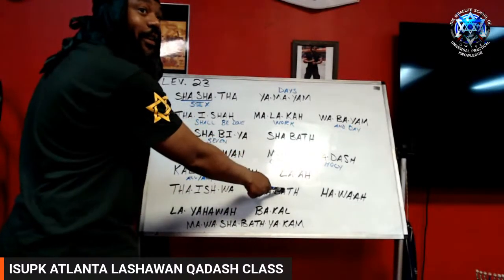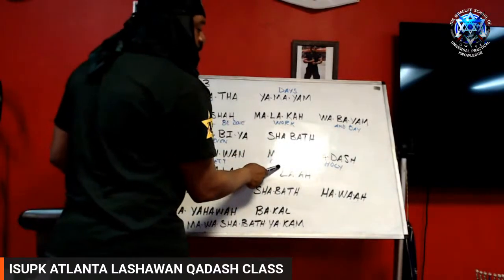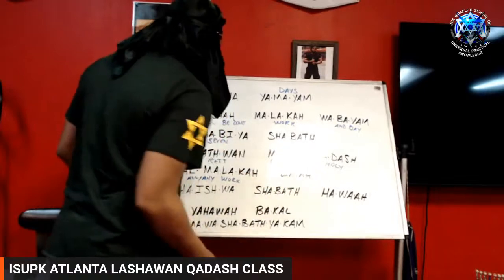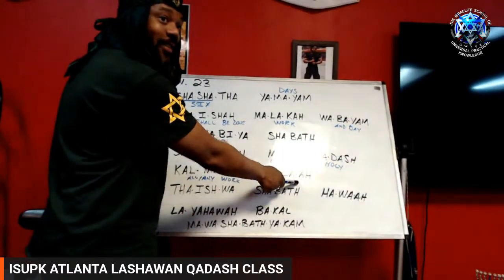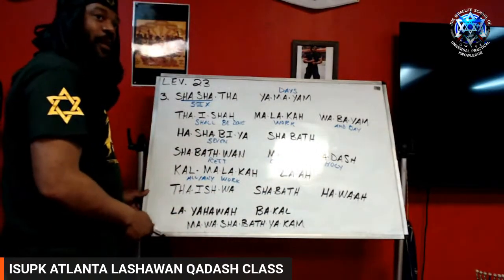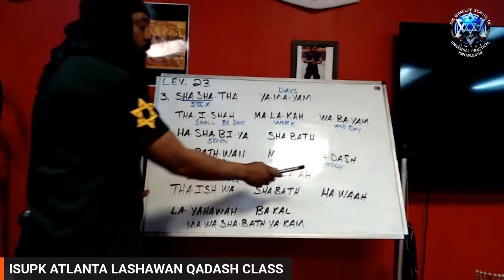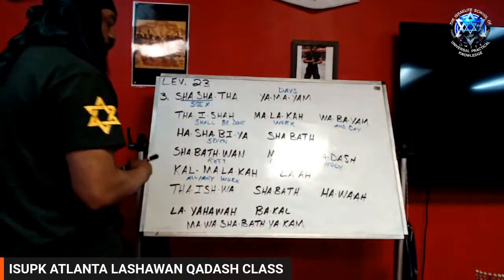You see that? So now, first we have what kind of convocation? Holy convocation. What kind of work? Any work. No work. None of any work. You see what I'm saying? What kind of work? All work? Any work? No. Do not do.